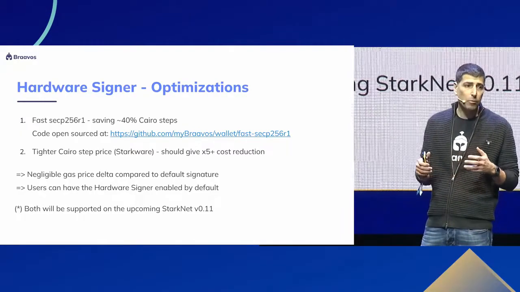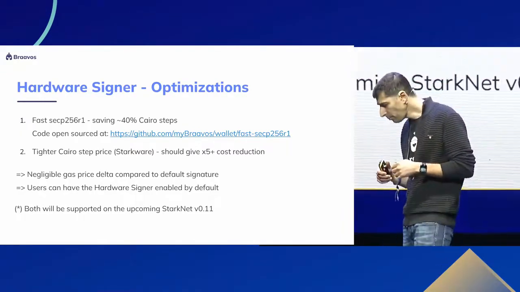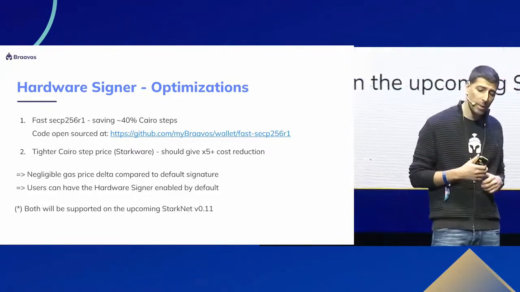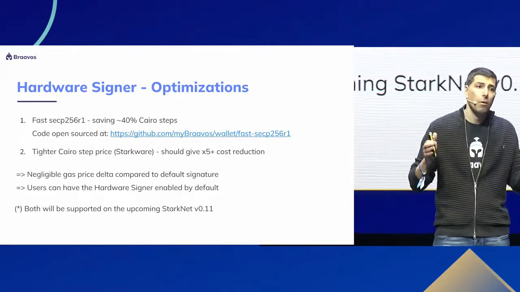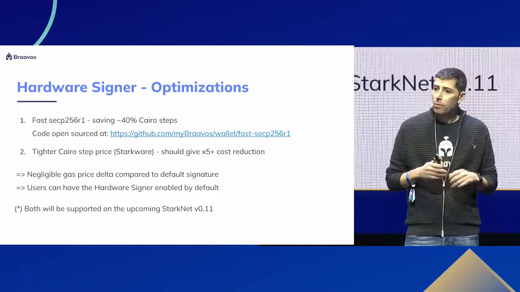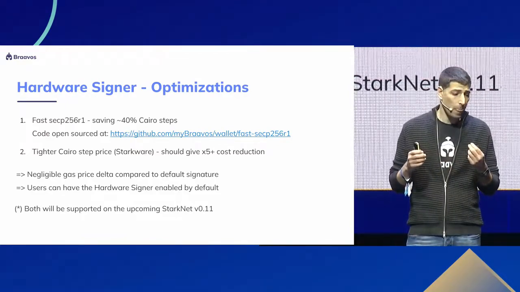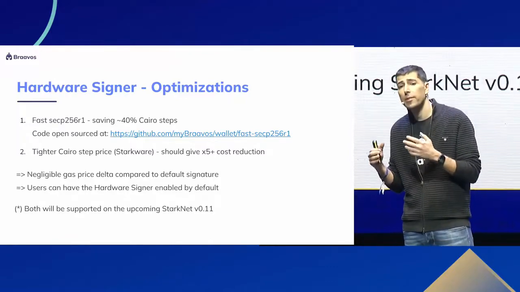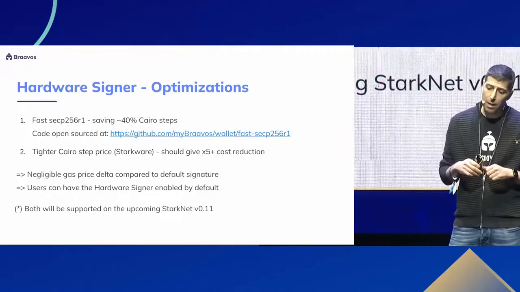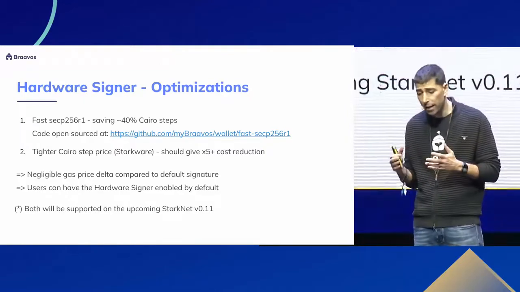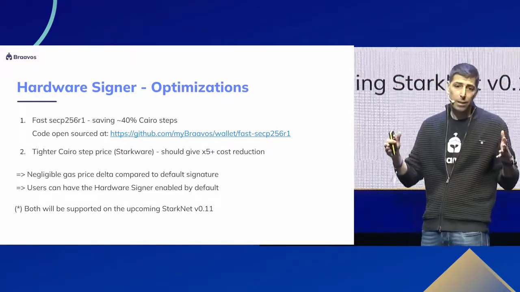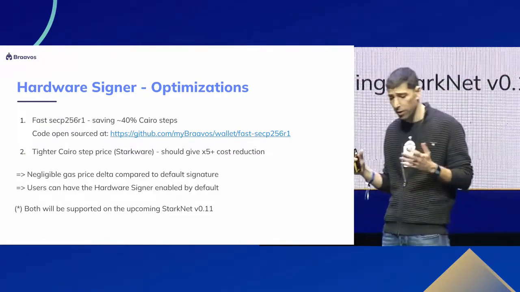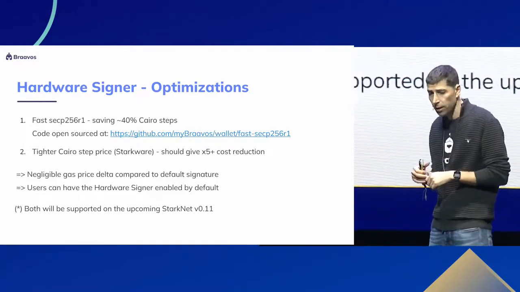So the first one is we've implemented an efficient SECP256R1 elliptic curve verification logic that saves 40% of the Cairo steps. Just to give you some sense, 40% of the Cairo steps is 150,000 steps that have been saved. But still, the verification takes almost 250,000 steps, which is a lot.